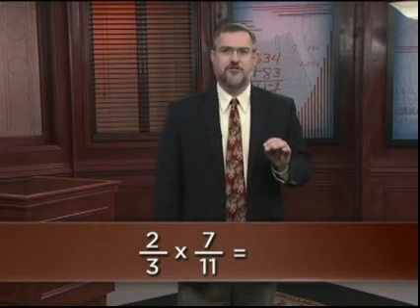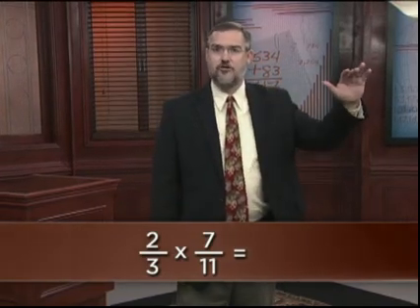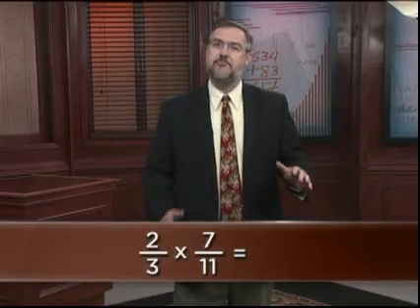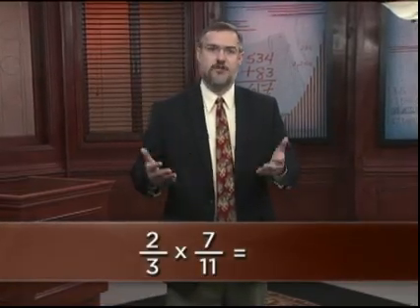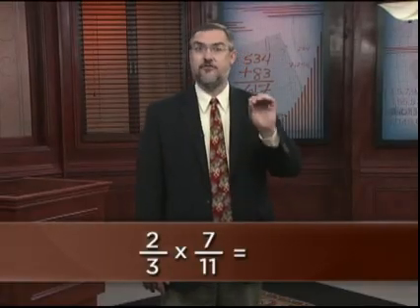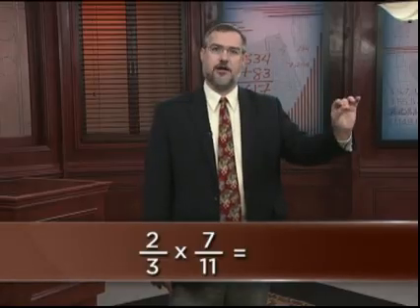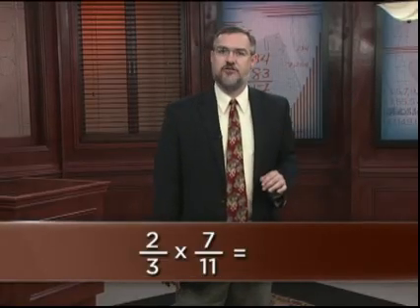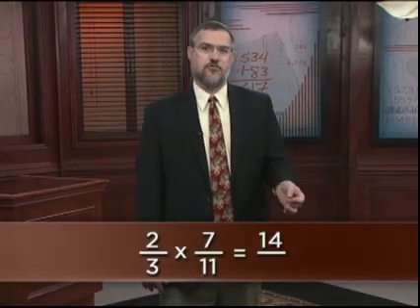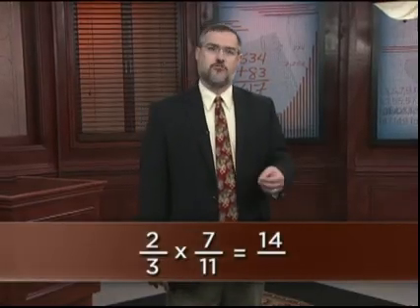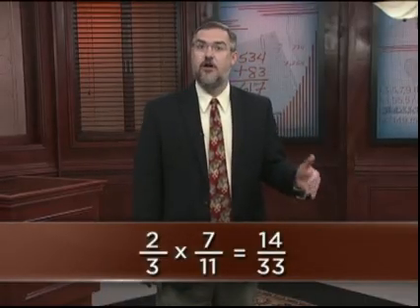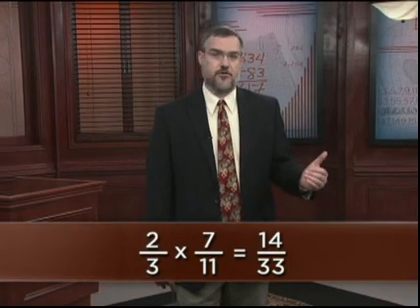The basic thing to do is just to multiply the numerators together and to multiply the denominators together and build a new fraction from these two products. So I look at the numerators and I see that I have a 2 and a 7. I multiply those numbers together. 2 times 7 equals 14. I then look at my denominators and I see a 3 and I see an 11. 3 times 11 is 33. And so my answer is simply 14 over 33.